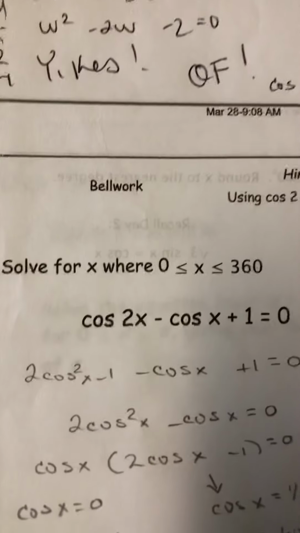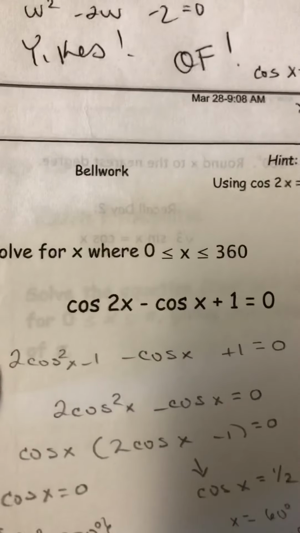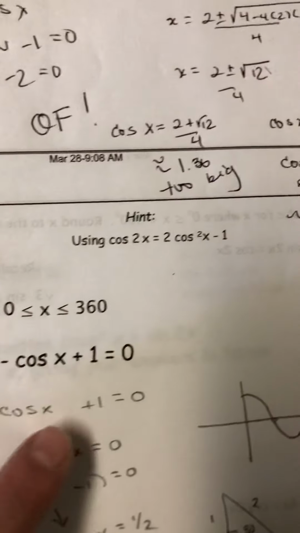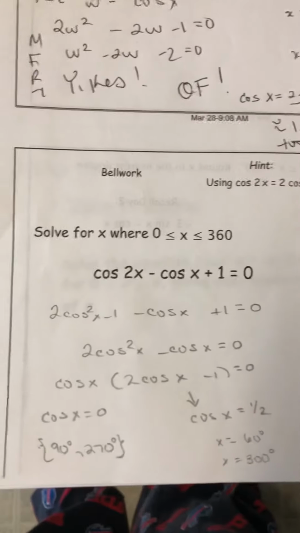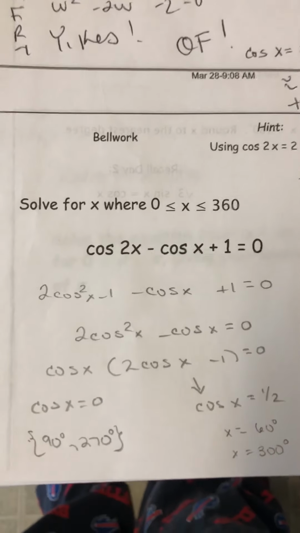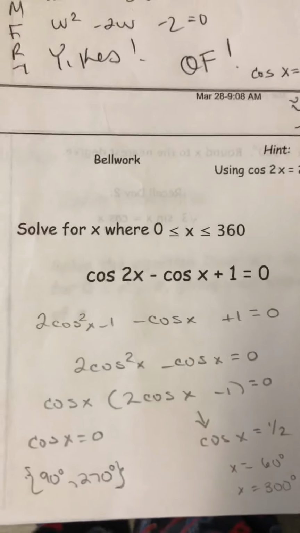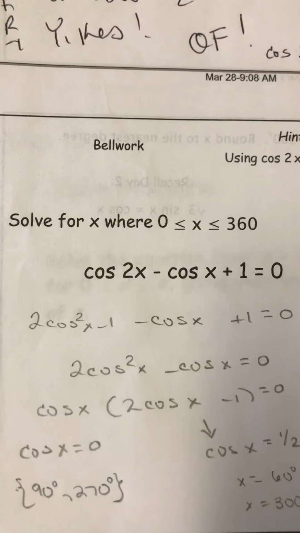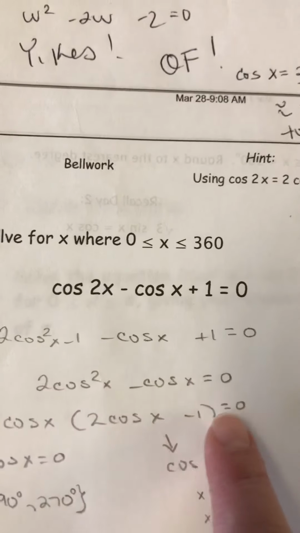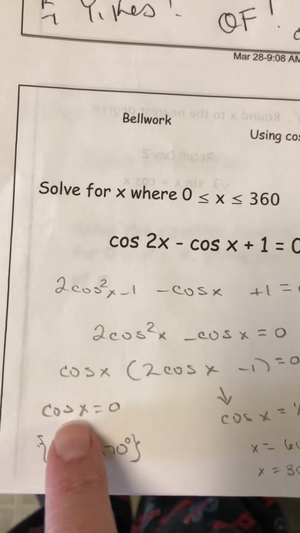So right away, I got rid of the double angle cosine 2x. So I now have 2 cosine squared x minus 1 minus cosine x plus 1, and then I'm happy because I saw the ones cancel. And what this is now is a review of what we did at the beginning of this unit, greatest common factor. So I factor out the GCF of cosine x, and I'm left with cosine x times 2 cosine x minus 1.